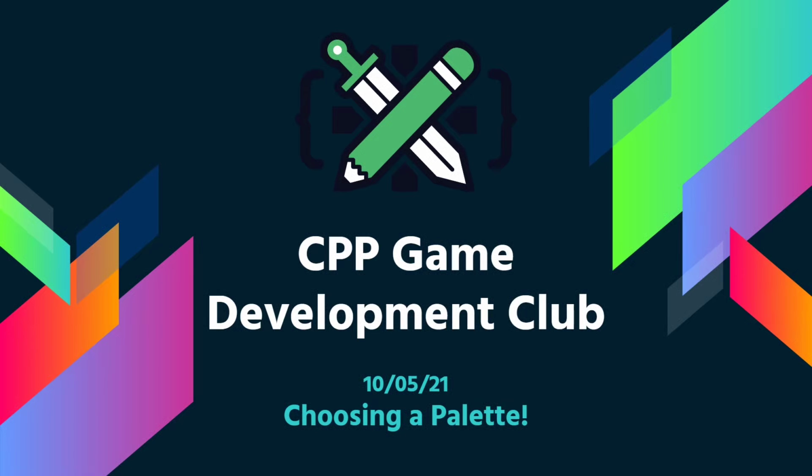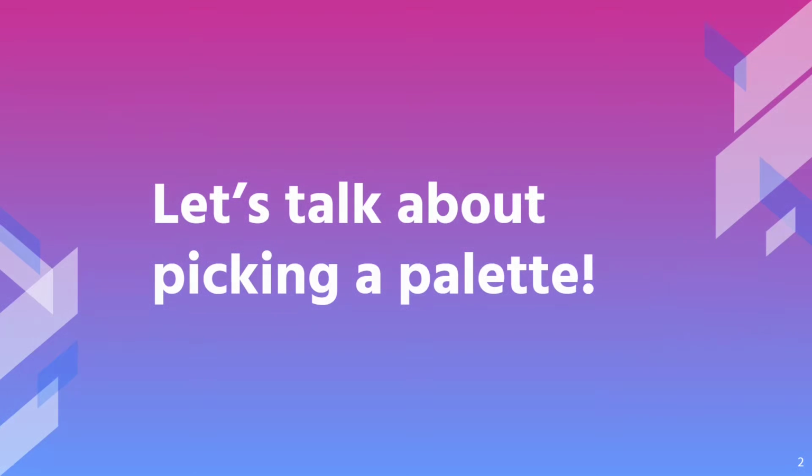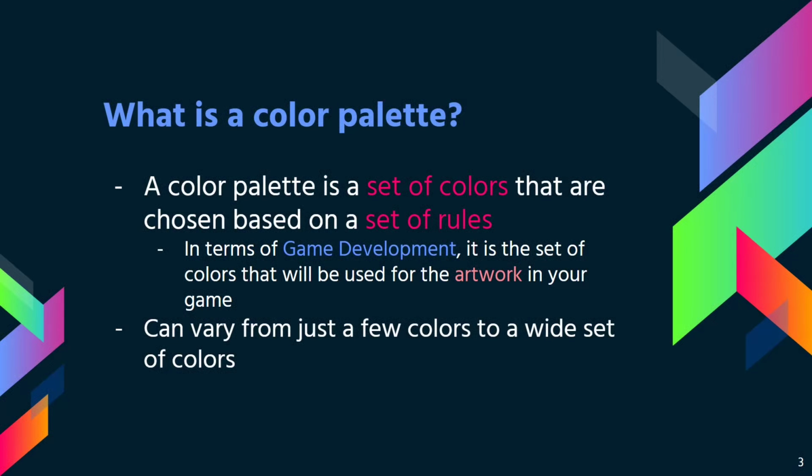Great, okay, so welcome. Today we're going to be talking about choosing a palette. So what is a color palette? A color palette is a set of colors that are chosen based on a set of rules. In terms of game development, it's the set of colors that will be used for the artwork in your game. This can vary from just a few colors to a wide set of colors.